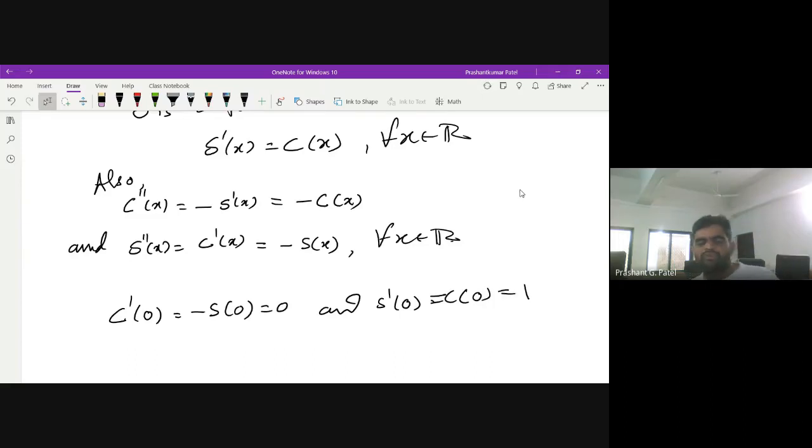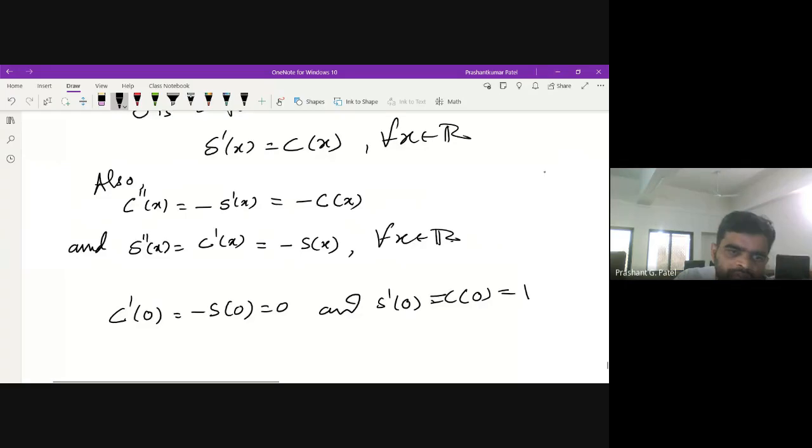This proves what we required: that there exists a function whose double derivative is minus of itself, and at the point 0 the first derivative is 0 for one and 1 for the other. So such functions exist. Obviously the next question is to determine whether these functions are unique.